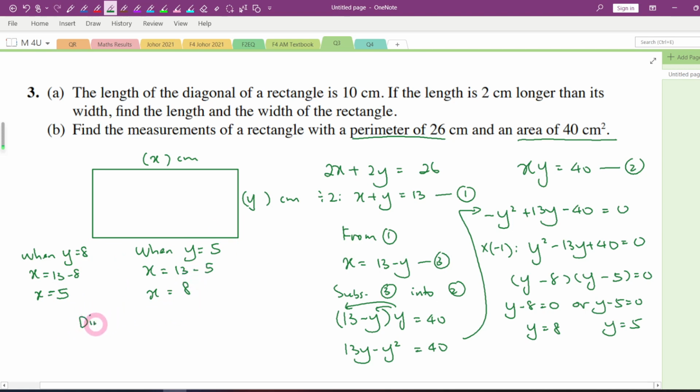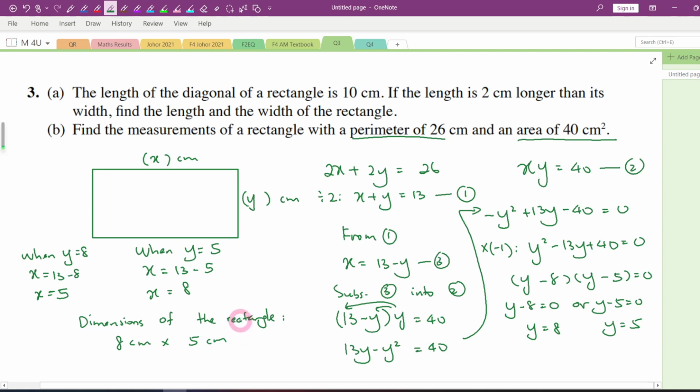The dimension of the rectangle will be 8 centimeters by 5 centimeters. If you see like this, it means 8 centimeters length long and 5 centimeters. This is for the width. So if you don't want to write like this, you can just write length is equal to 8 centimeters, width is equal to 5 centimeters.